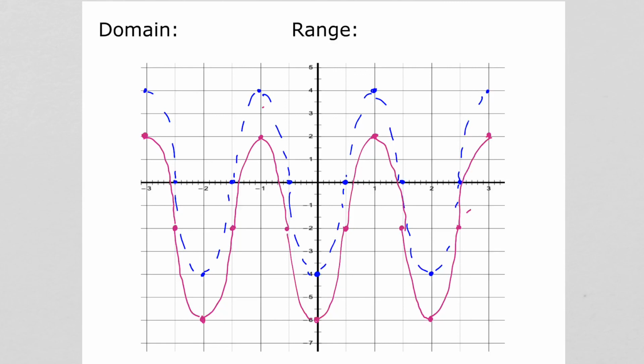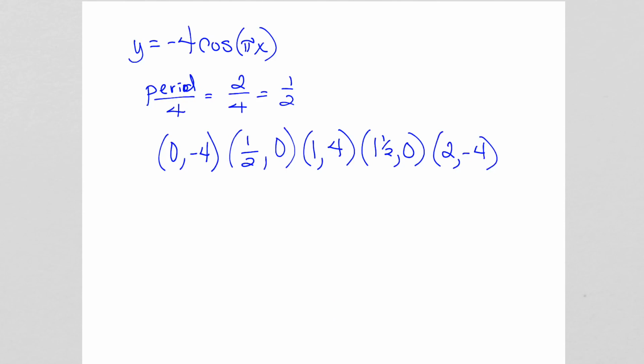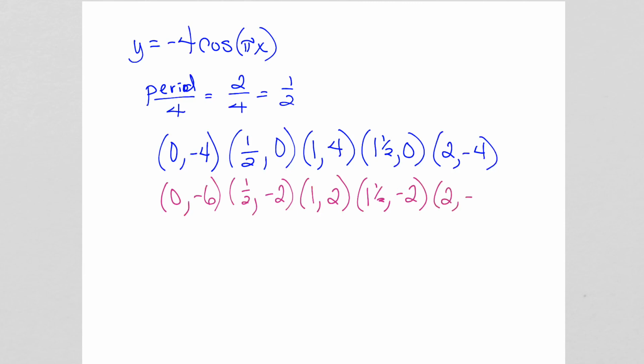Now we can go back and change our key points a bit. All we'd have to do is subtract 2 from each y value. So negative 4 minus 2 is negative 6. 0 minus 2 is negative 2. 4 minus 2 is 2. And so forth. Okay? So these would be our actual 5 key points of our official graph of y equals negative 4 cosine of pi x minus 2.